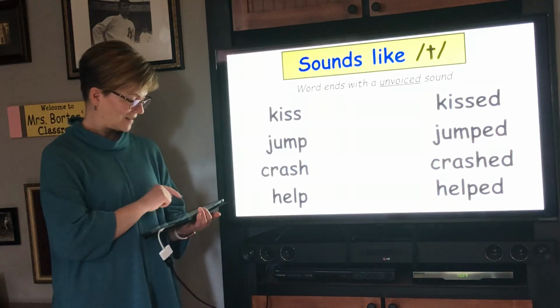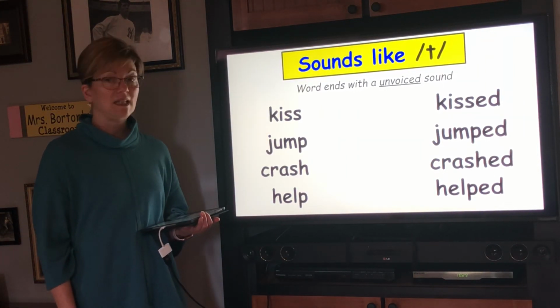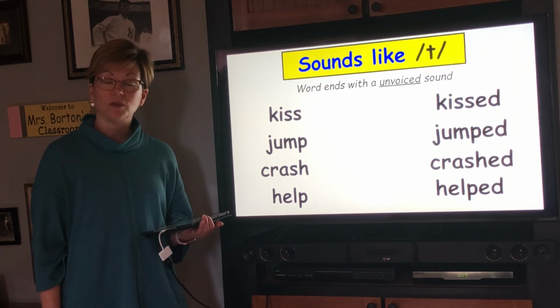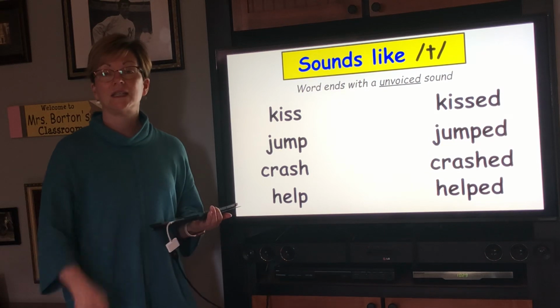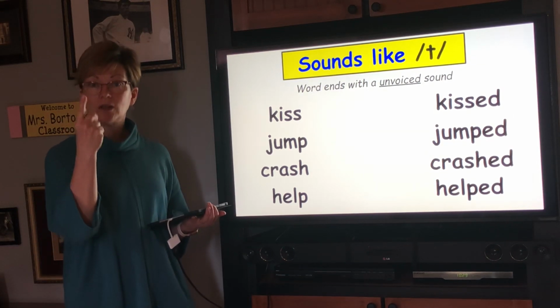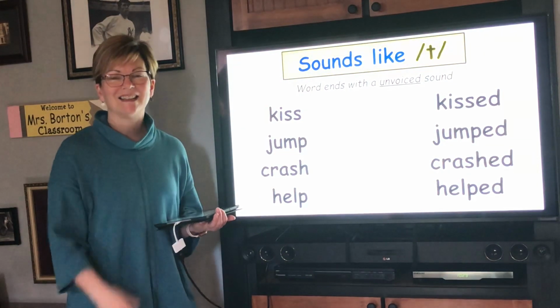Awesome. All right, that ends our lesson today on the suffix ed at the end of a root word or a base word that makes three sounds. It can say d, duh, or t, or ed, id.